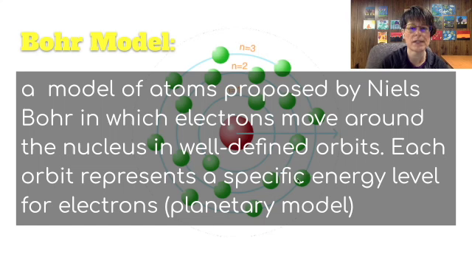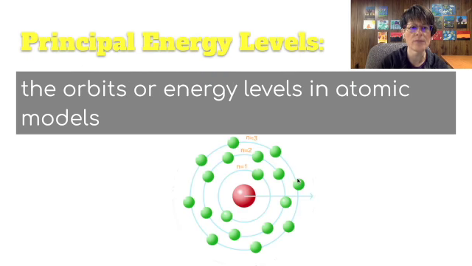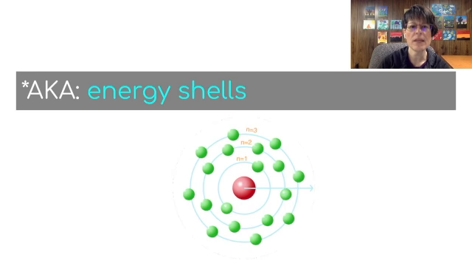Now, this is a three-dimensional track. These are the principal energy levels. These are the orbits of energy levels in the atomic model. They're like little tracks, but they're three-dimensional. They're more like shells that you peel away. Okay, kind of like think of an onion. Each layer that you peel away would be a different principal energy level. So it would be going around three-dimensionally around the nucleus of the atom. These are also called energy shells.